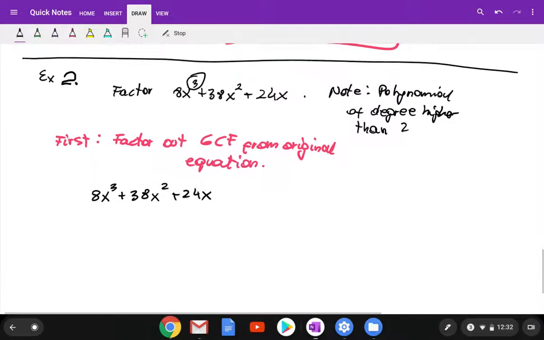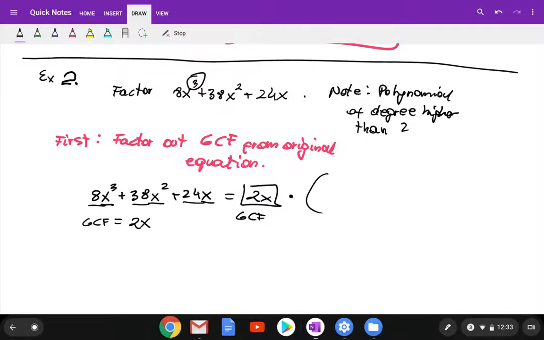Okay, so let's find that GCF. You have 8, 38, and 24. Find the number which divides all of them, and it's the highest one. It's going to be 2. Then you have x to the third power, x squared, and x. When we talk about GCF and the variables, you pick the variables to the lowest exponent. So our GCF is 2x. So let's rewrite that as 2x, which is the GCF, times, and the rest goes inside of the parenthesis.